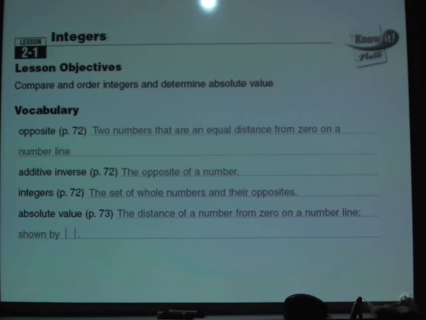An absolute value is the distance of a number from 0 on a number line, shown by two vertical bars.